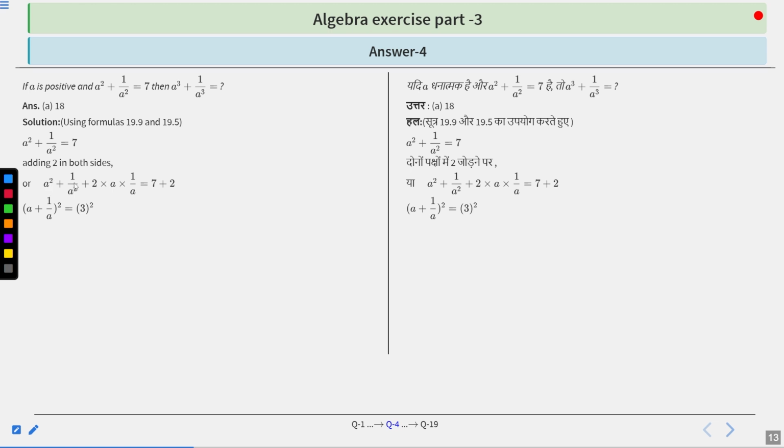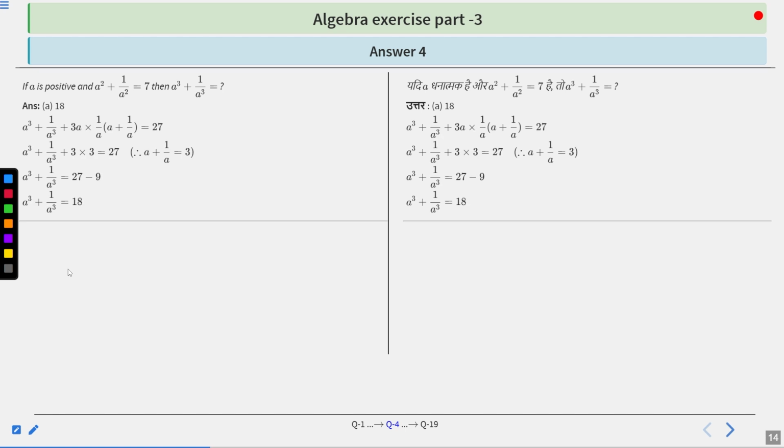This thing, a square plus 1 upon a square plus 2 into a into 1 upon a, is nothing but a plus 1 upon a whole square. 7 plus 2 is 9, that is 3 square. Therefore, a plus 1 upon a is equal to 3. Now we have to cube both sides. So on cubing, we get a cube plus 1 upon a cube plus 3a into 1 upon a into a plus 1 upon a is equal to 3 cube, which is 27.